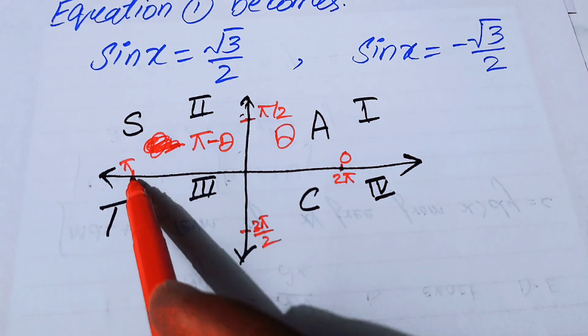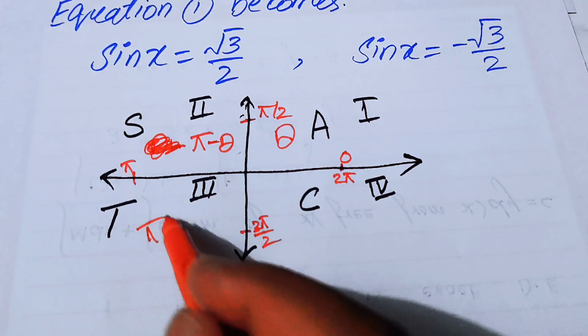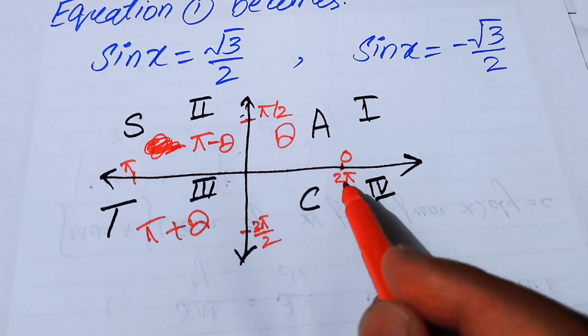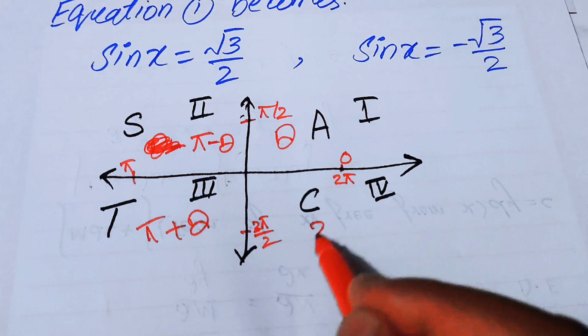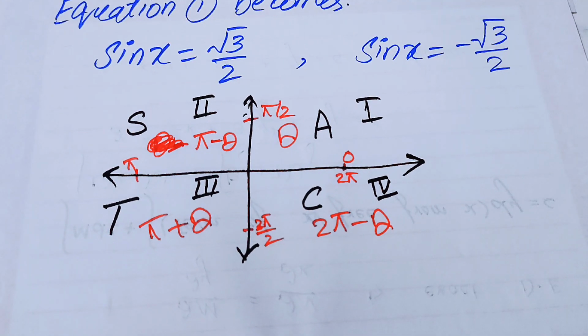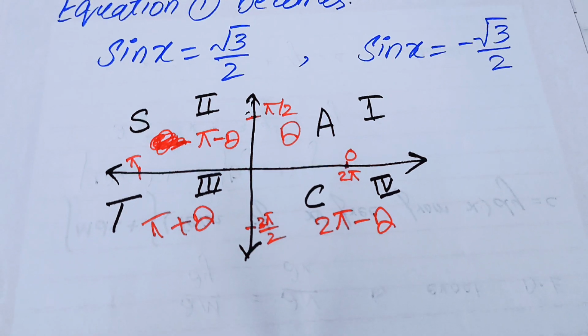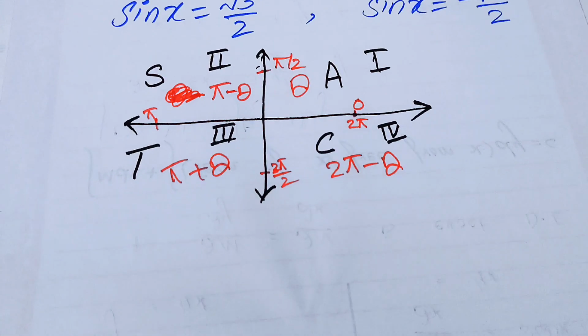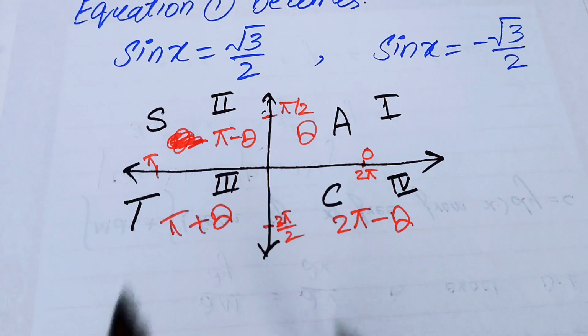When you add some angle to pi, you get pi plus theta. Similarly, when you subtract from 2 pi, you get 2 pi minus theta. So these are the angles in the anti-clockwise direction. I can write all these angles in the anti-clockwise direction. This table is helpful in order to solve the next equation.